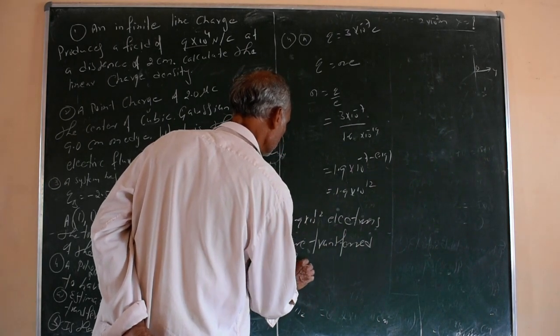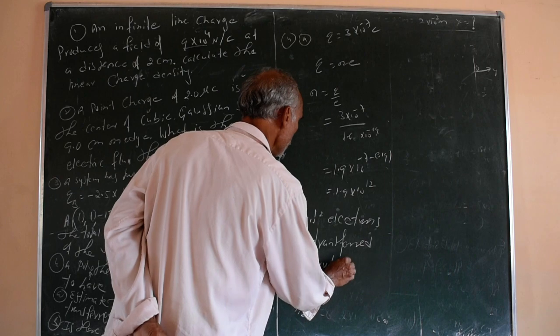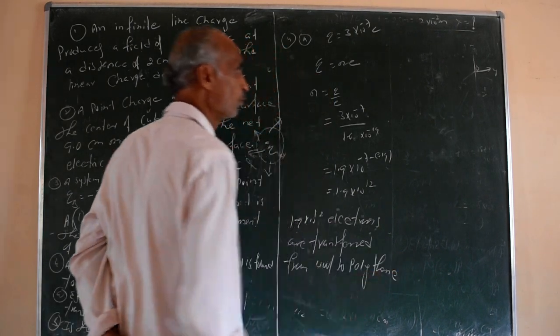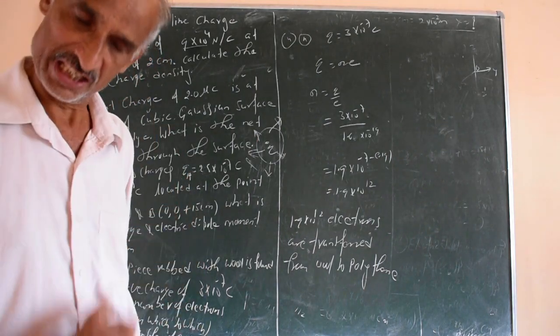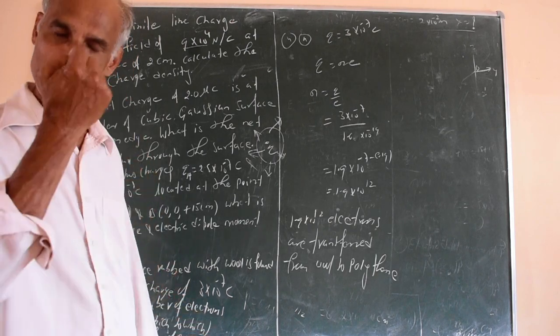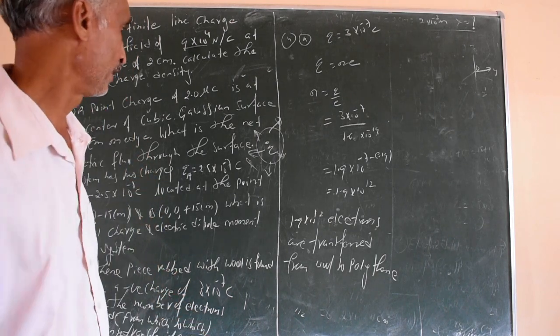Electrons are transferred from wool to polythene, because polythene is negatively charged, it gains electrons. Polythene is negatively charged, as mentioned in the problem. Therefore, it gains the electrons. From where? From wool.